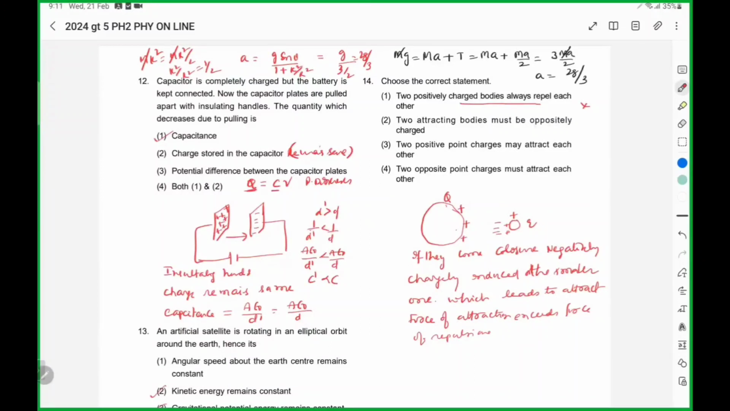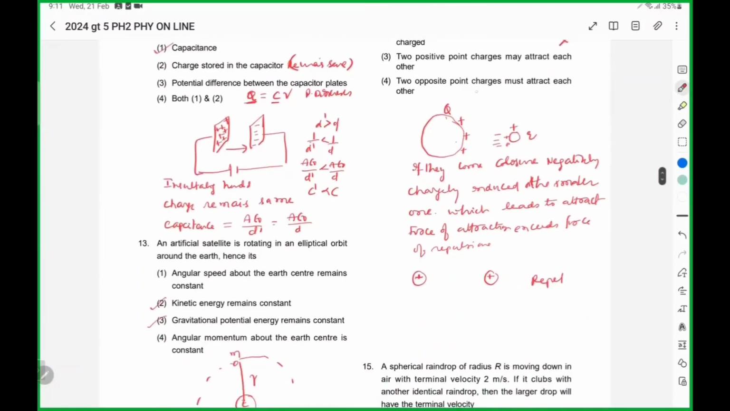Two attracting bodies must be oppositely charged. This is an example: both are positively charged bodies, yet there is a possibility that they may attract. It is not compulsory. Two positive point charges, equal point charges, definitely repel. And two opposite point charges definitely attract. So the fourth option is correct.